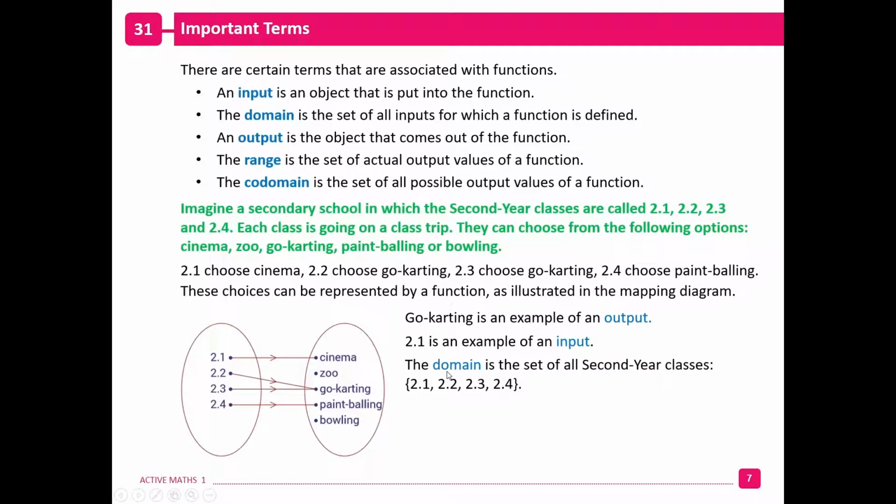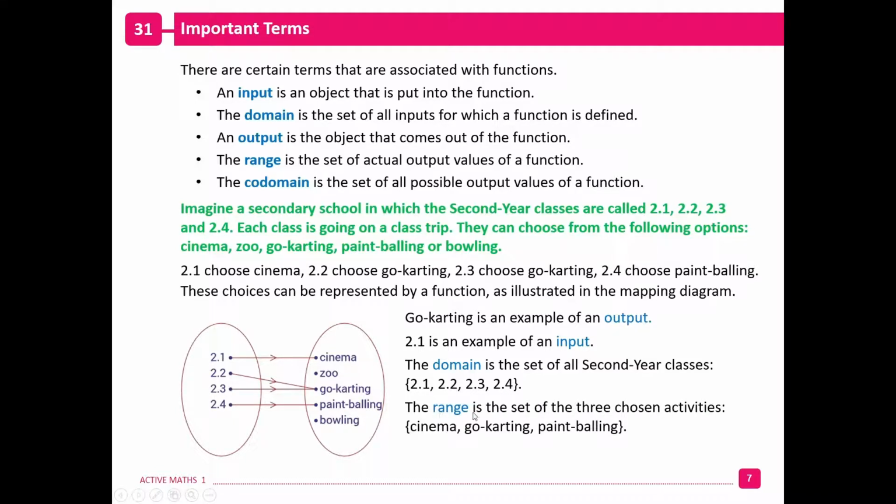Let's have a look at the domain then. You might be asked to state the domain and the range, or even the codomain for a particular function. So this is how you could write it. The domain is the set which we know we notate with curly brackets, and we list all of the inputs. So in this case, it's all of the 4 classes. There we can see that the domain is the set of all of our inputs.